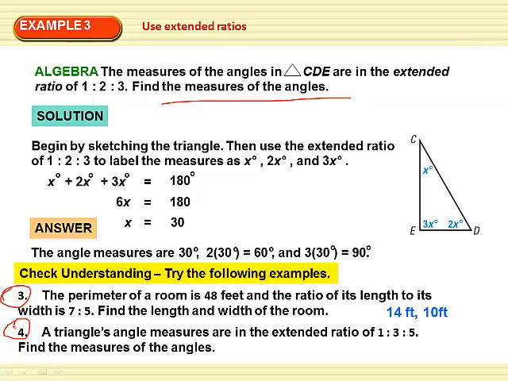So if you did it correctly, you should have gotten 14 feet and 10 feet. The length is 14 feet, the width is 10 feet. And for the extended ratio, you should have gotten 20 to 60 to 100.